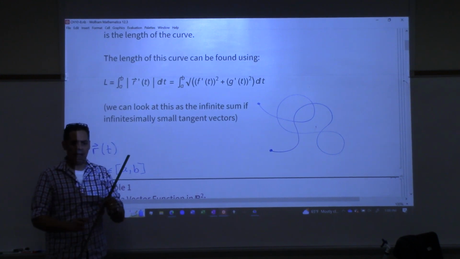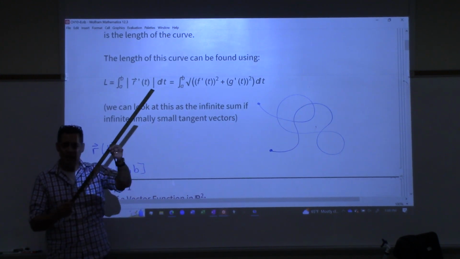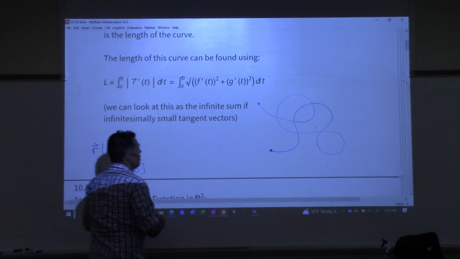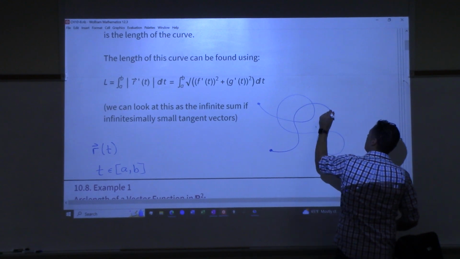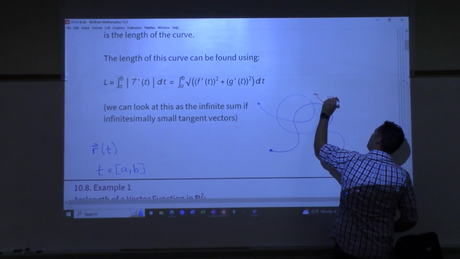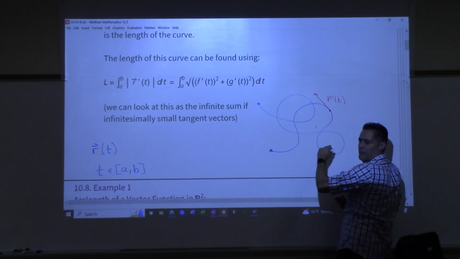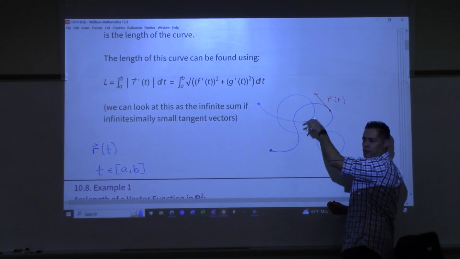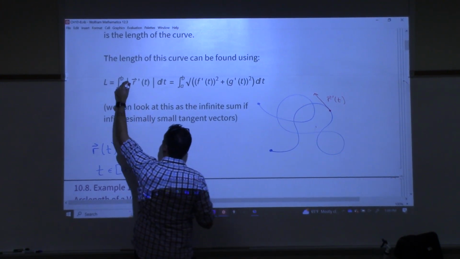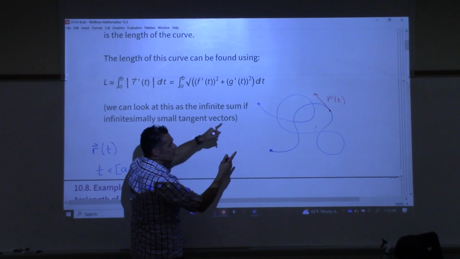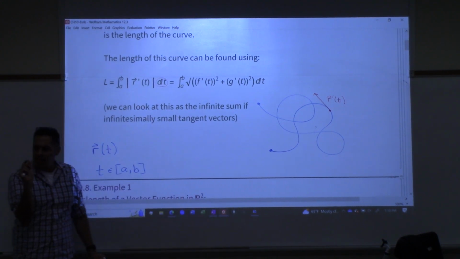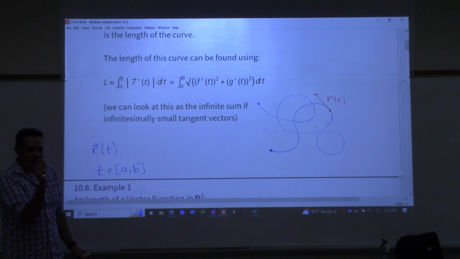Remember, the derivative of the vector function is a vector that is tangent to the curve, right? So we look at this curve. If we were to take one specific point on the curve, that vector right there would be r prime of t, right? And at every point, there's a different vector. It changes as we move through the curve. And what we're doing is we're taking the length of that vector, how long it is. We're multiplying it by this infinitesimal, what we call the differential, the dt.